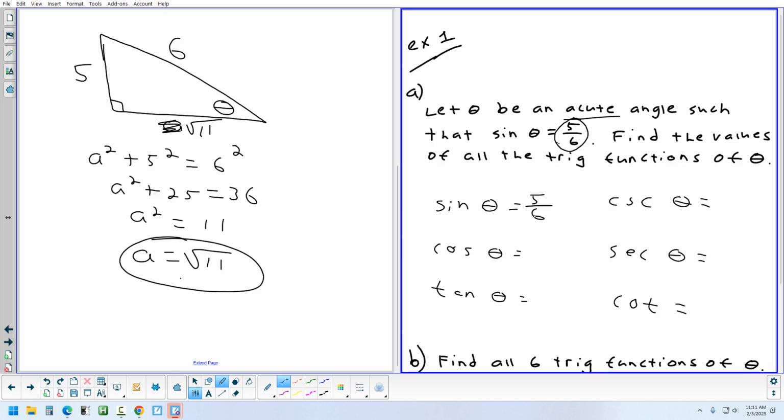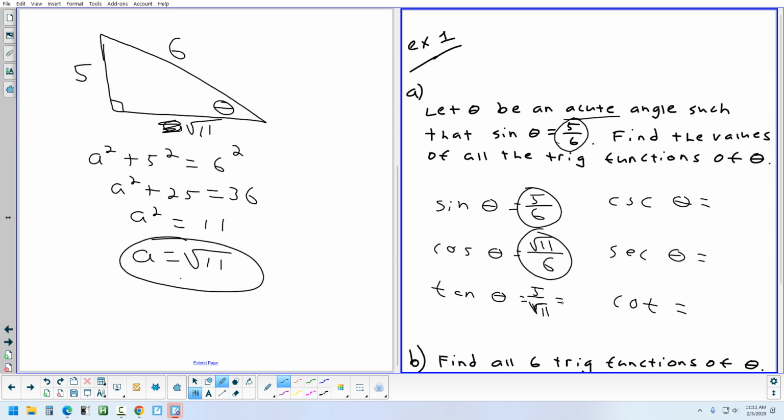Well, that was given. So technically, we don't need to write that one down again. What about my cosine? Square root of 11 over 6. Perfect. Square root of 11 over 6. And my tangent. 5 over square root of 11. So it would be 5 over square root of 11.